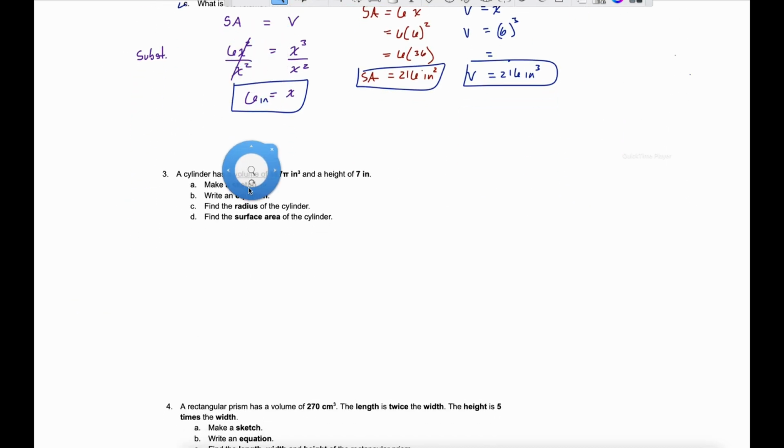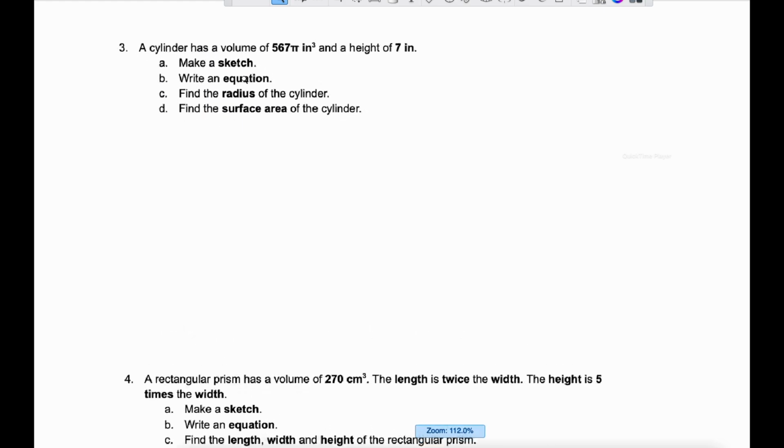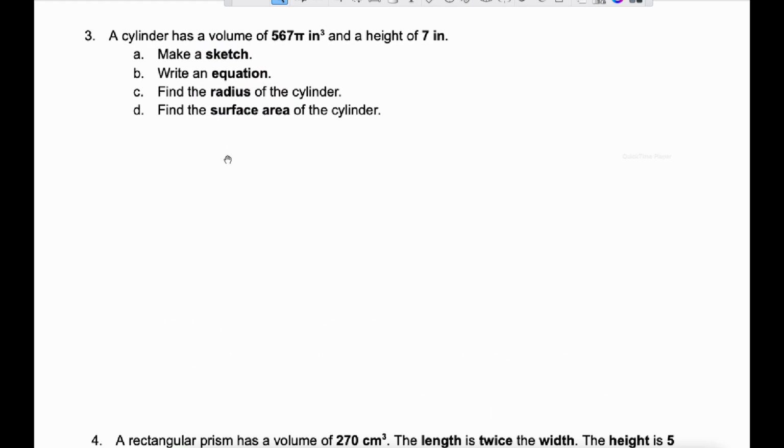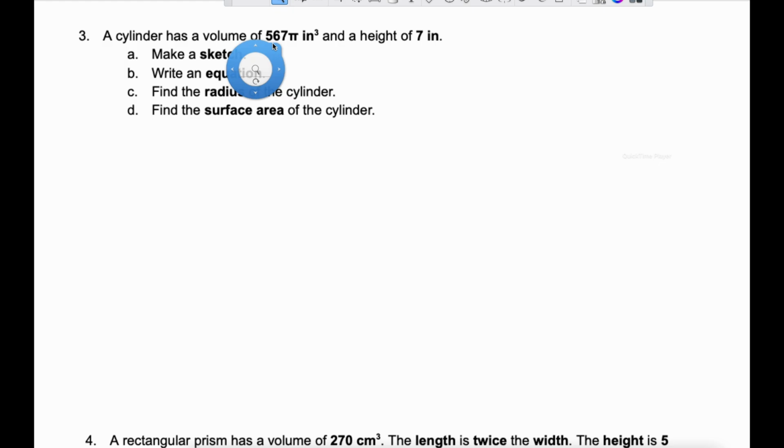Very good. Let's take a look at a cylinder. The cylinder has a volume of 567 pi inches cubed. Don't forget about that pi. And a height of 7 inches. Make a sketch.